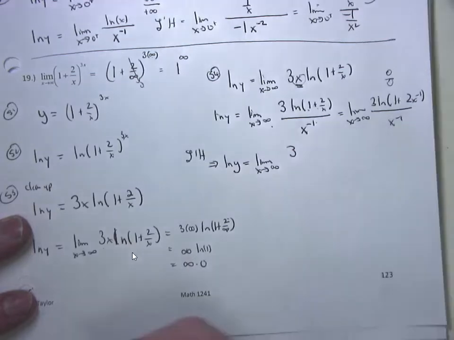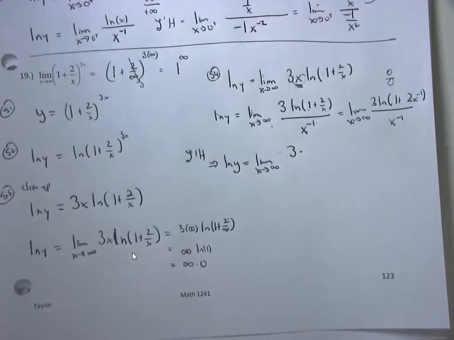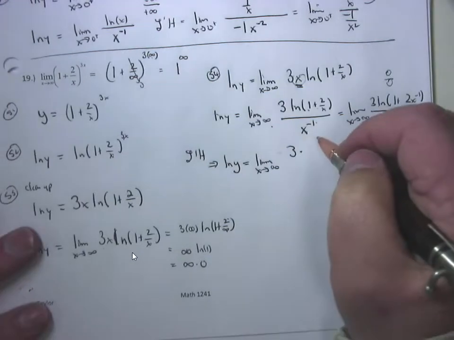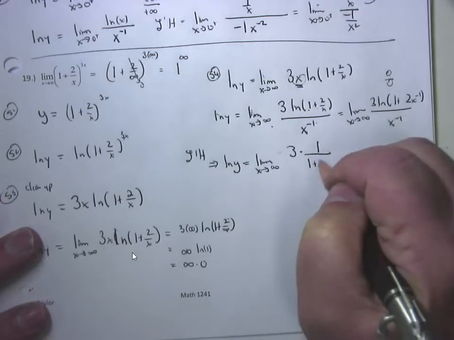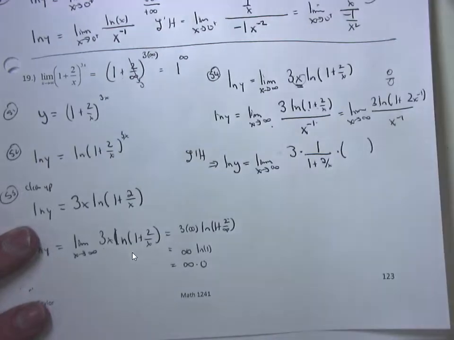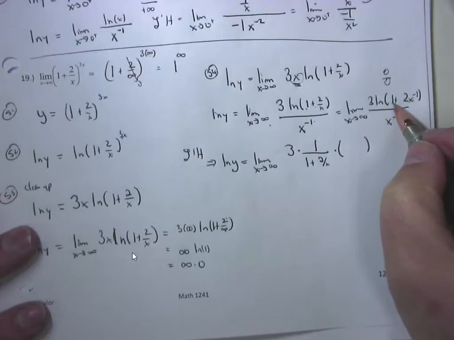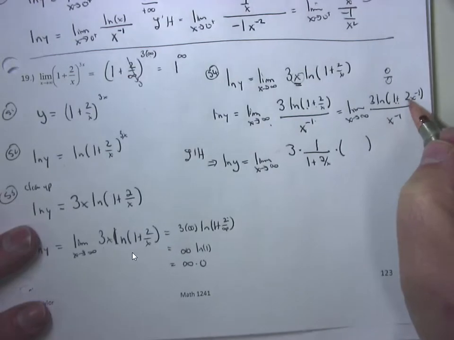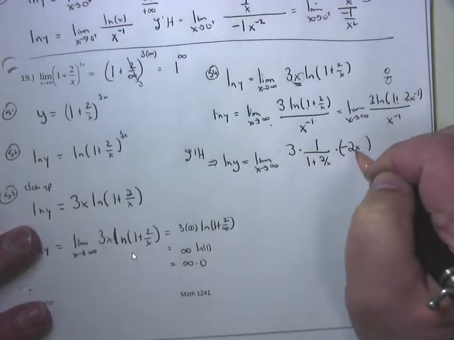3 is a constant. Here we go. Times, here we go. What's the derivative of the natural log of 1 plus 2x to the negative 1? What's the derivative of the natural log of a function? That's why you got to know those derivative rules real well. It's 1 over the function, 1 plus officially 2 over x, times, chain rule, the derivative of the inside. What's the derivative of 1 plus 2x to negative 1? Derivative of 1 is what? 0 plus, what's the derivative of 2x to negative 1? Negative 2x to the what?